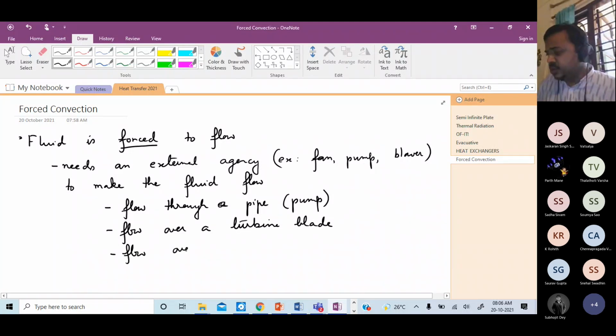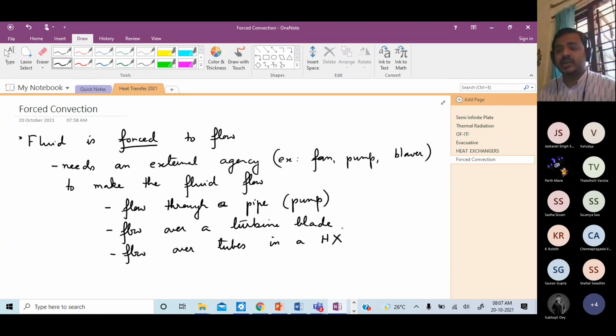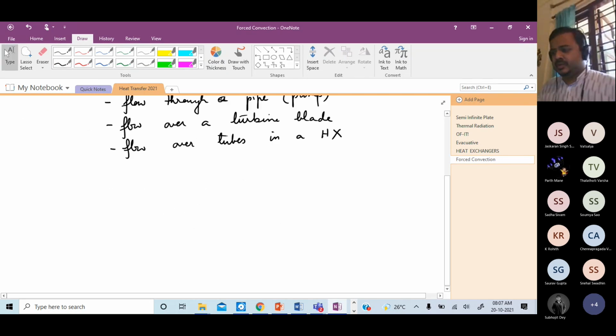We studied the shell and tube heat exchanger, which involves flow over tubes in a heat exchanger. We just said that there is an m dot of hot fluid and cold fluid, but how is this m dot coming? What is the cause? So the three examples that I said are as follows.